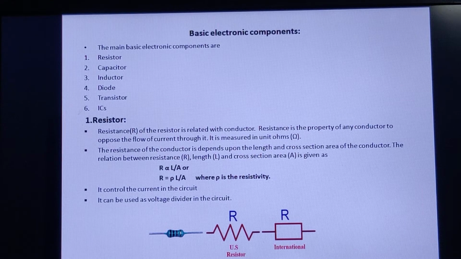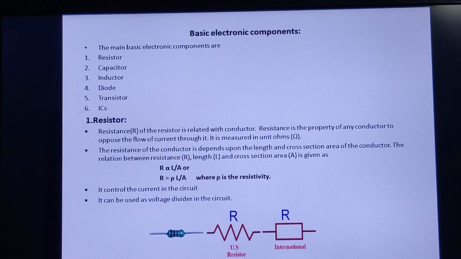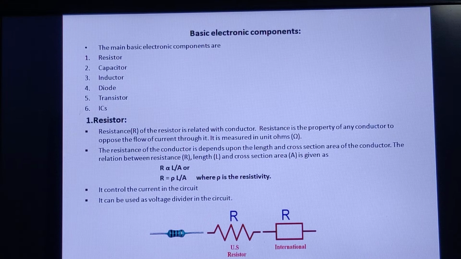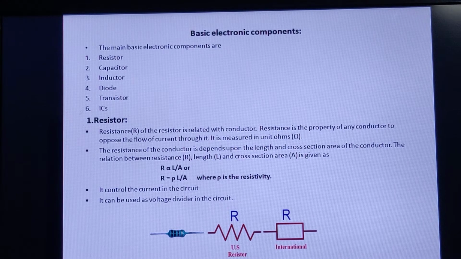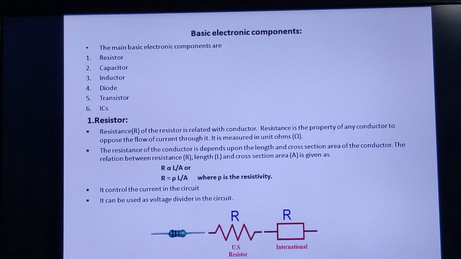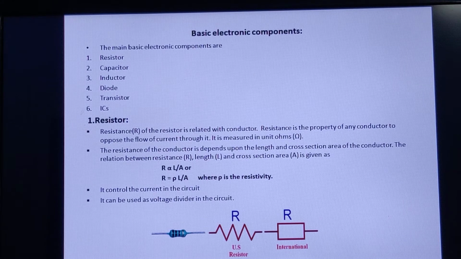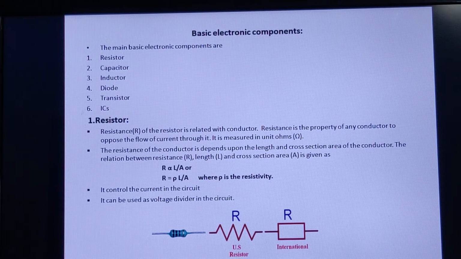Resistance is the property of any conductor to oppose the flow of current through it. It is measured in unit ohm. The resistance of the conductor depends upon the length and cross-section area of the conductor. The relation between resistance R, length L and cross-section area A is given by an equation.